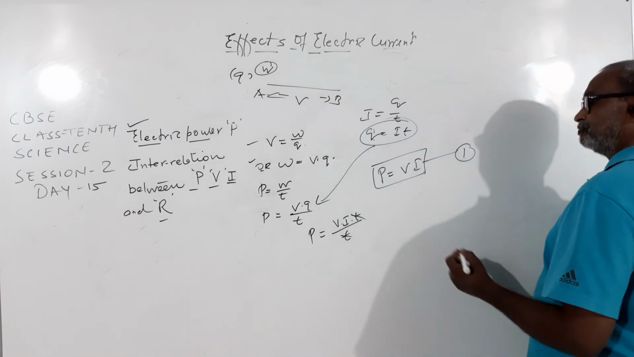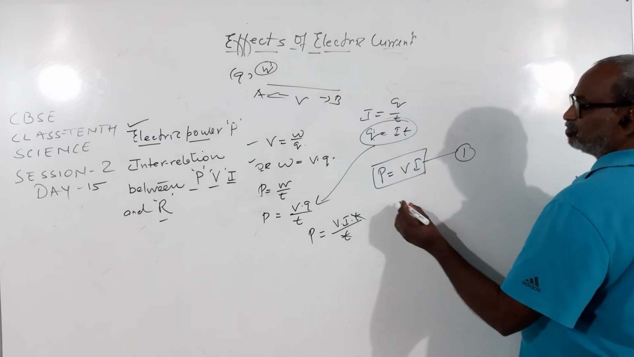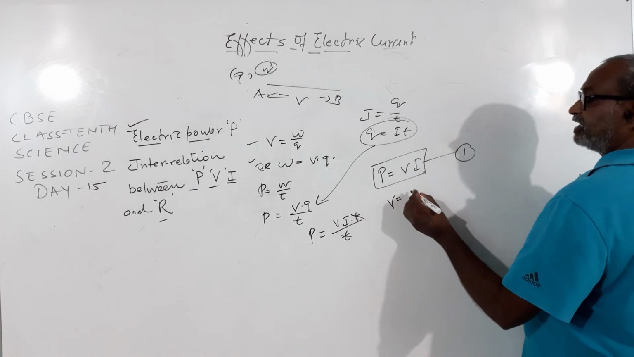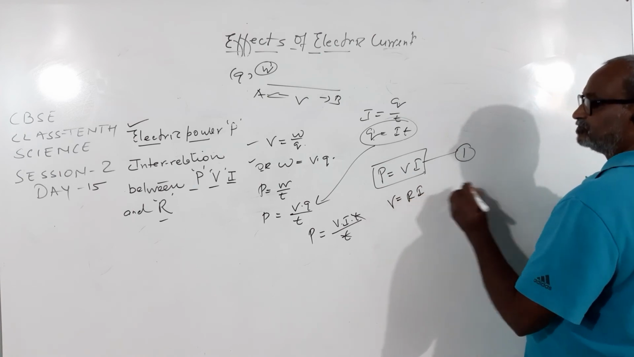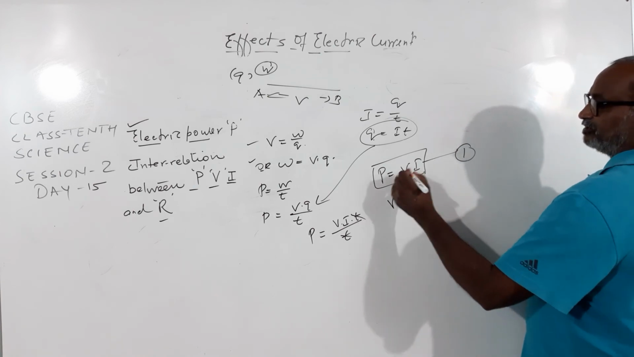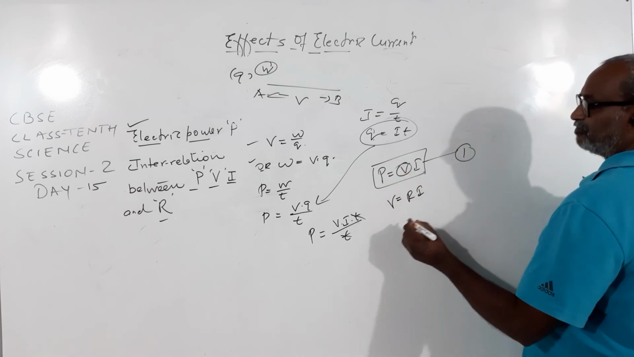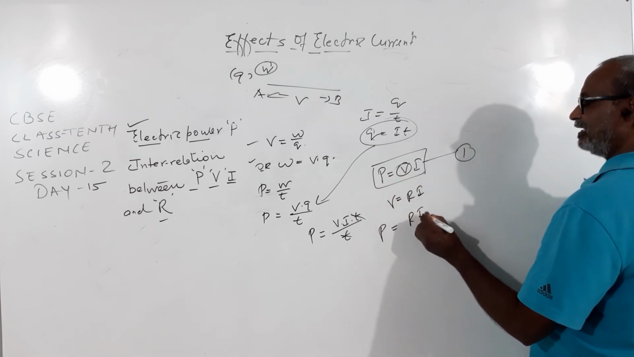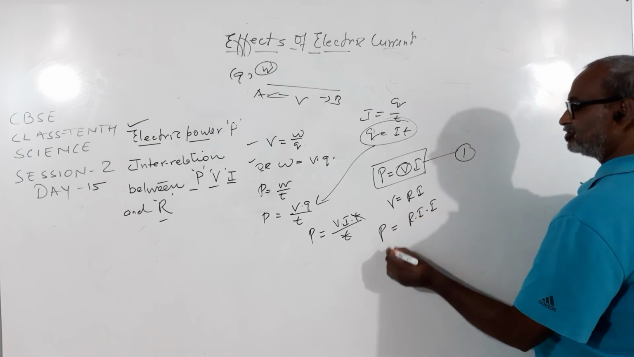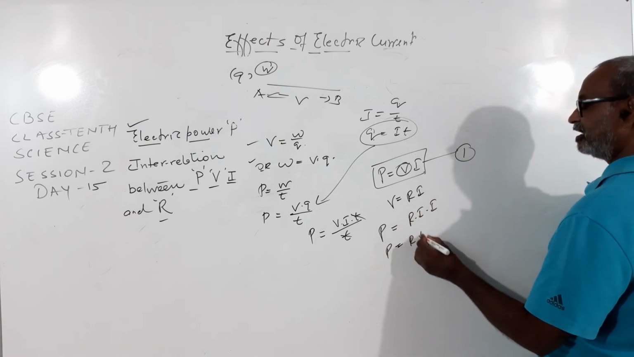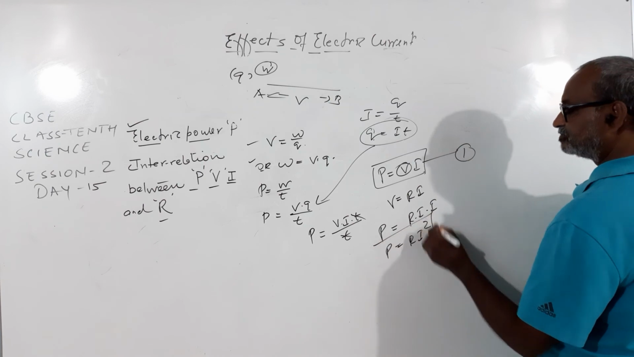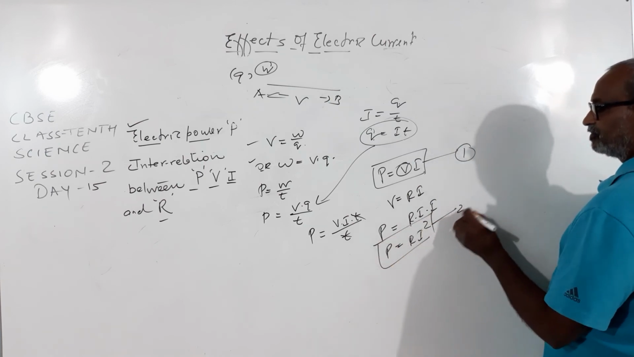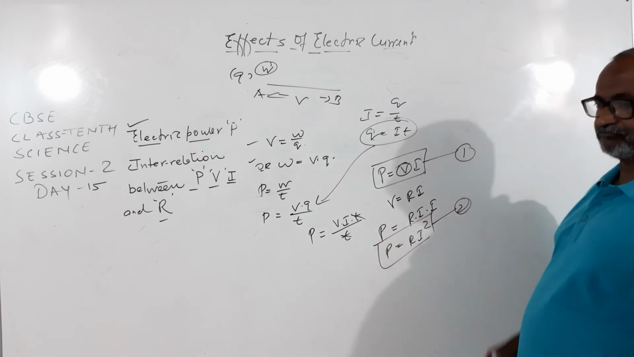Now, according to Ohm's law, V is equal to IR. Substituting this value in this equation, we have P is equal to IR into I, or simply P is equal to I squared R. This is the second relation.